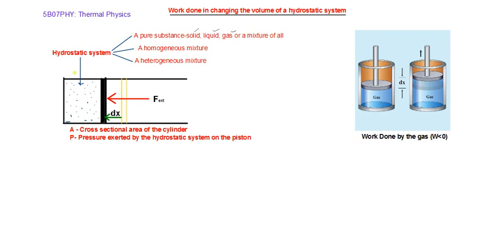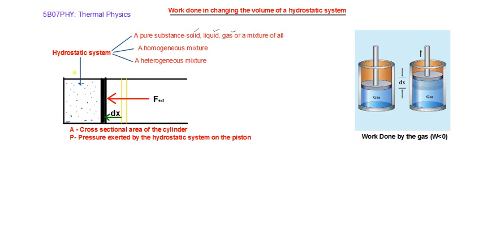Now there is another alternative. It can be a homogeneous mixture. It can be a mixture of several things, but it should be homogeneous. Or it's a heterogeneous mixture, means it can have several phases. Different phases of matter can be included there. So all these possibilities are there for a hydrostatic system.